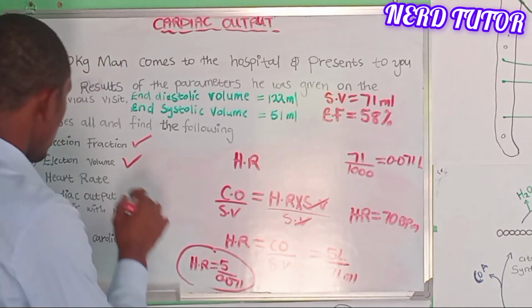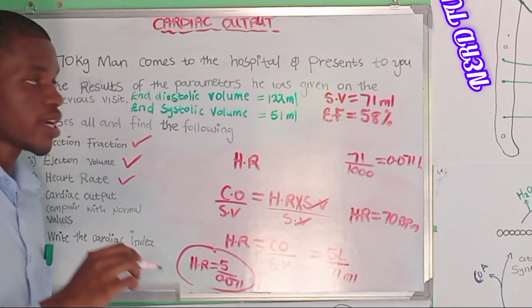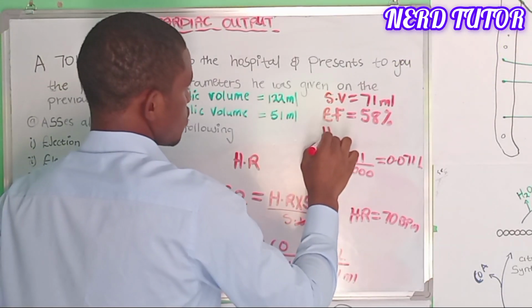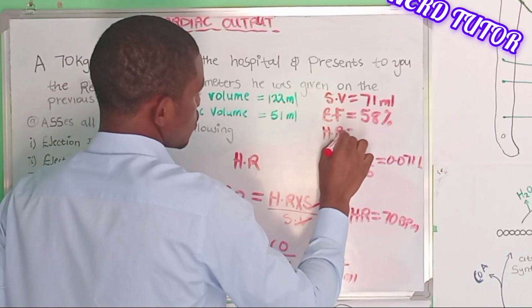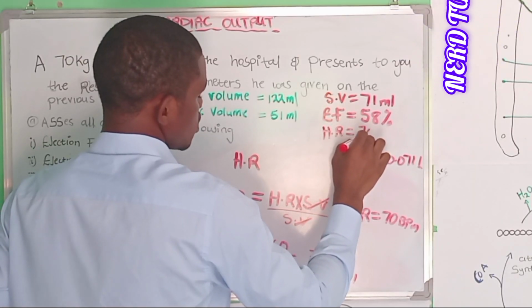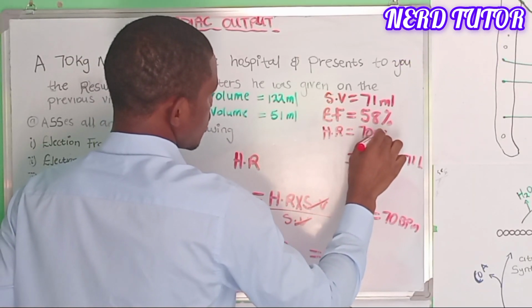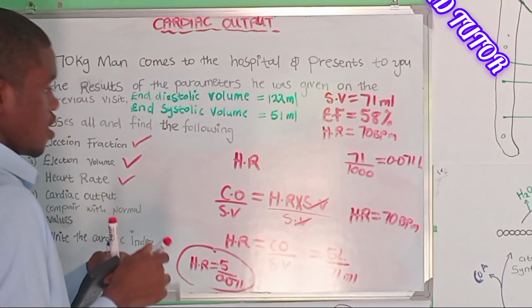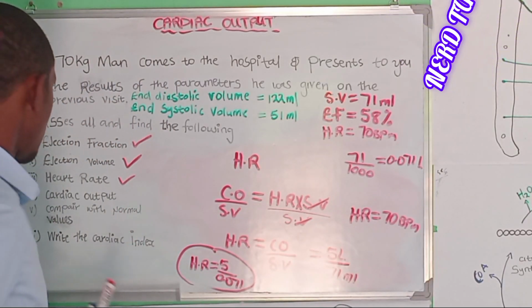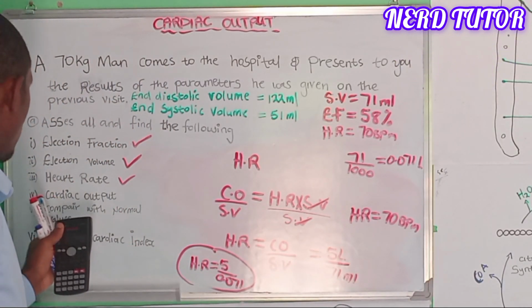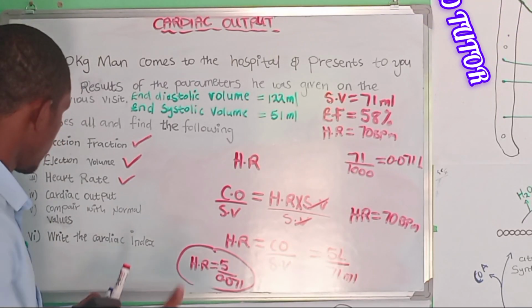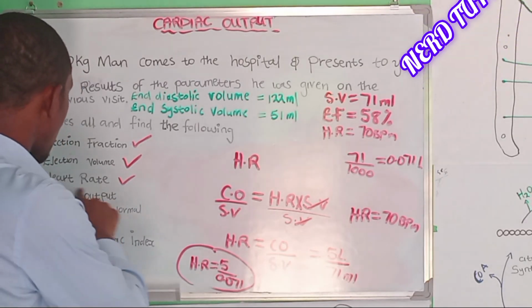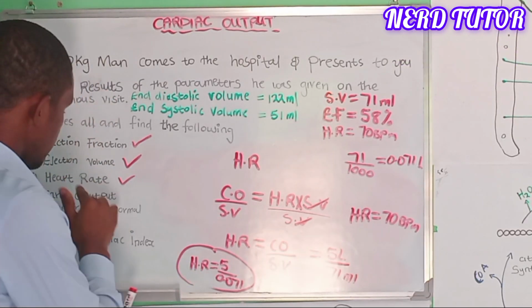We have solved for heart rate. Very simple. So heart rate here, we are putting it here. Heart rate will be equal to 70 beats per minute. That is our heart rate. So let us now go to the other question, the fourth question. The fourth question is telling us to calculate for cardiac output. So here we are solving for cardiac output.